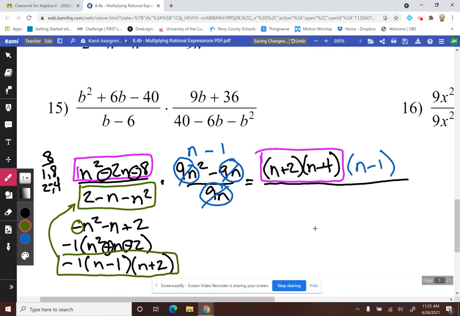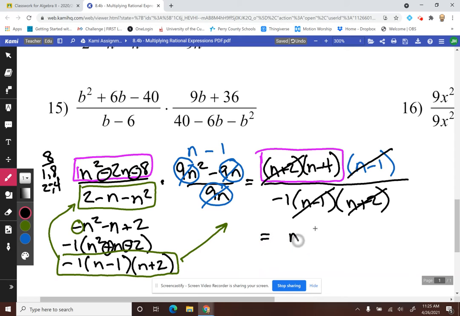So now I'm just going to put this down here at the bottom of my fraction, my rational expression that I'm working on. So I have negative 1 times n minus 1 times n plus 2. And again, what are we looking for? We're looking for groups that are on both top and bottom. So notice what happens here. I've got an n minus 1 here. I've got an n minus 1 there. I've got an n plus 2 here. I've got an n plus 2 there. So now I'm literally left with n minus 4 divided by negative 1.